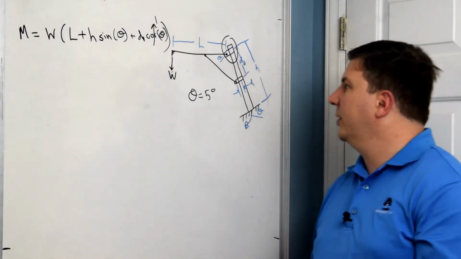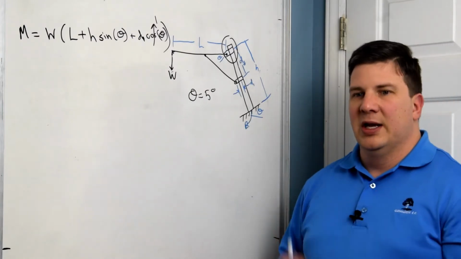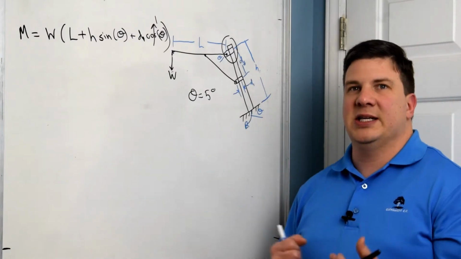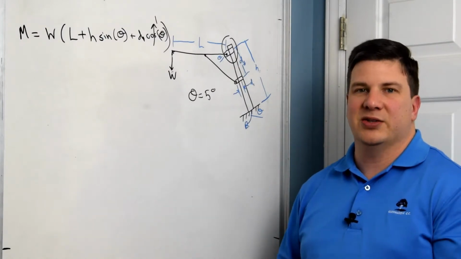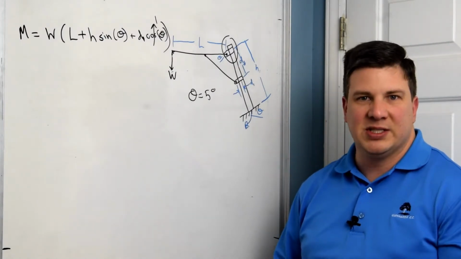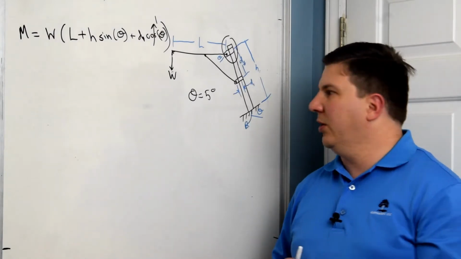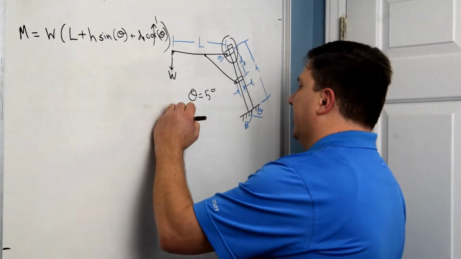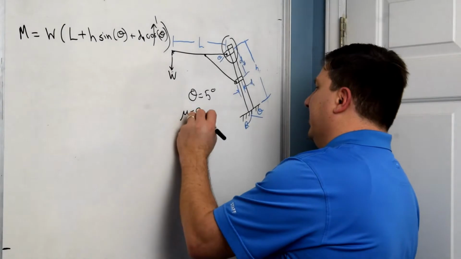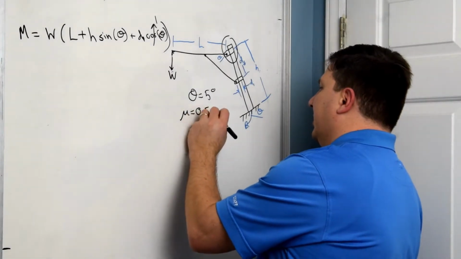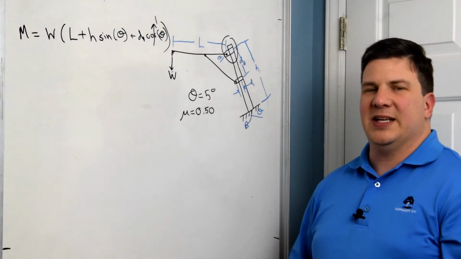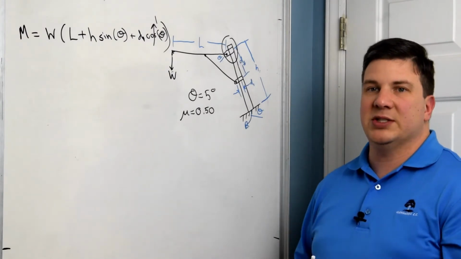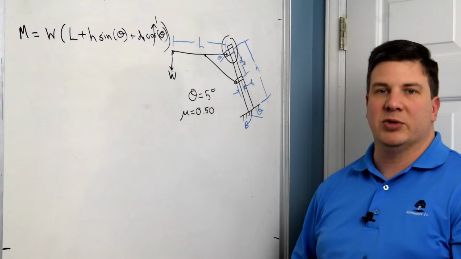In my mind, this thing is going to get rusty and pitted, and the surfaces are going to grind together like pieces of sandpaper. So I'm going to go higher. I'm going to say that our coefficient of friction is going to be about 0.5. I think that's a good assumption, and we can obviously check that when we actually run the numbers and get into MathCAD.